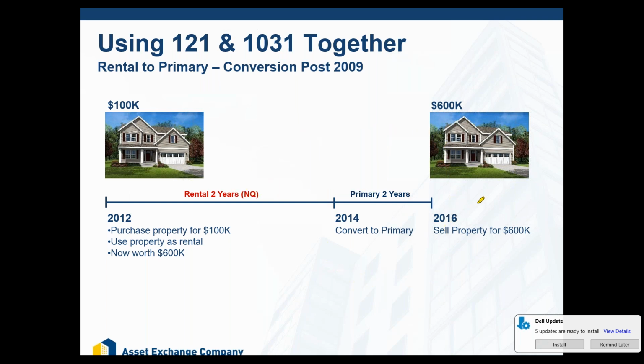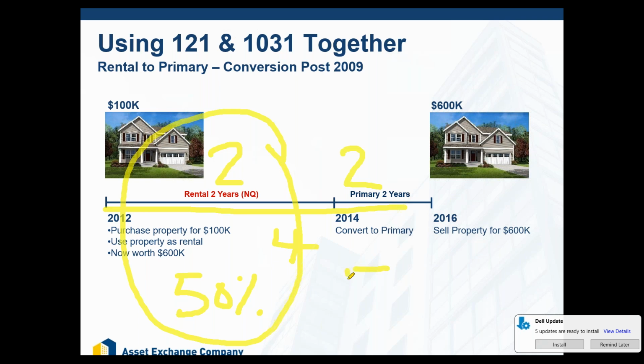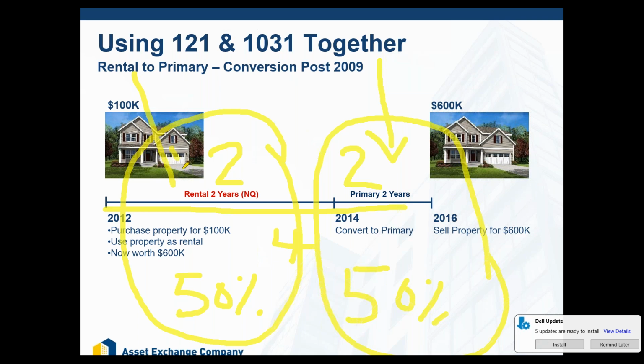You're going to have to pay attention to your computer screen because this is a little bit tricky. You've got 2 years of rental and 2 years of primary for a total of 4 years of ownership. So 50% of your gain is going to be allocated to your rental time. The other 50% of your gain is going to be allocated to your primary residence. When you sell the property, only the gain allocated to the primary residence time is sheltered under the homeowner's exemption. The rest of the gain is taxable.